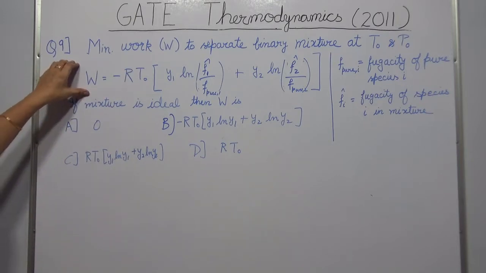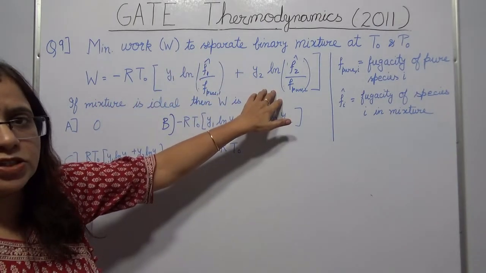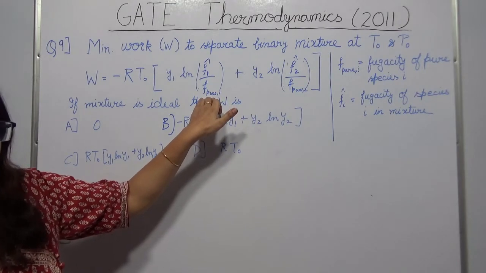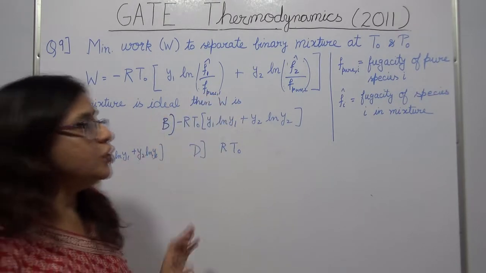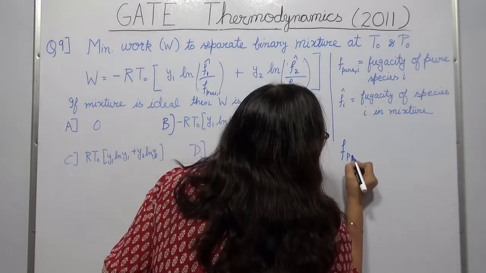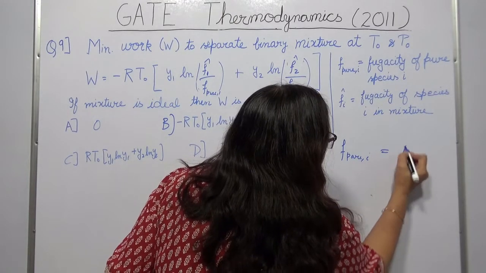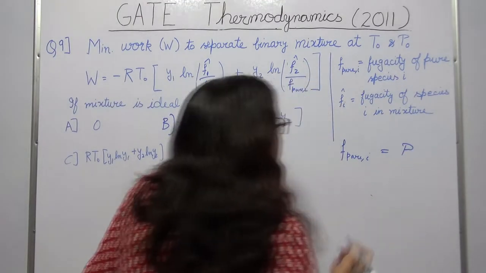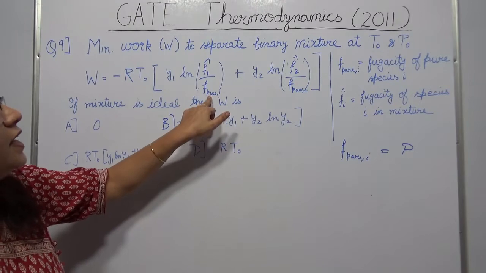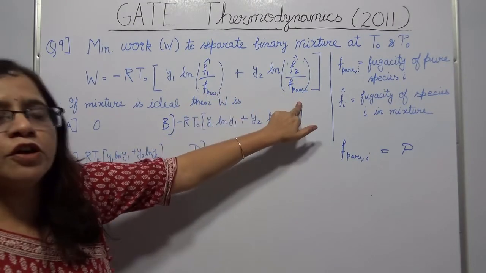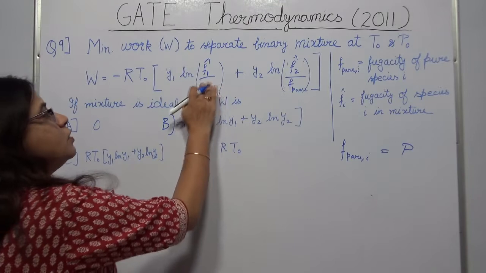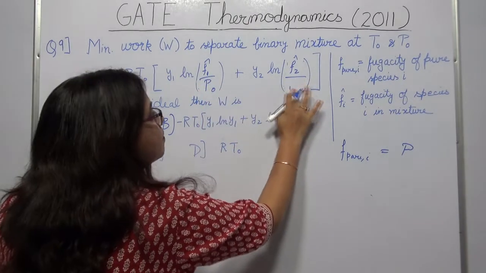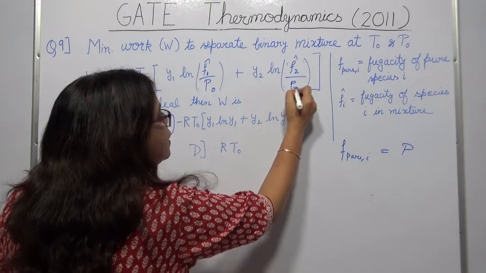They have given you this relation. First we will simplify this relation. Now fugacity of pure species i, when it is present as an ideal gas, you know that f pure i is equal to pressure P. So in this case I can replace these fugacities of pure species i by total pressure P, which is nothing but your P0.